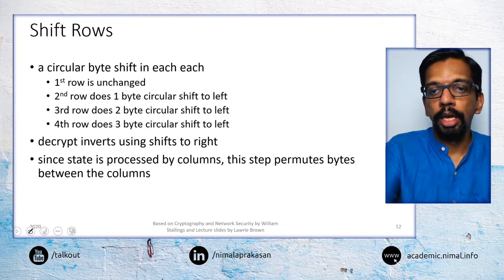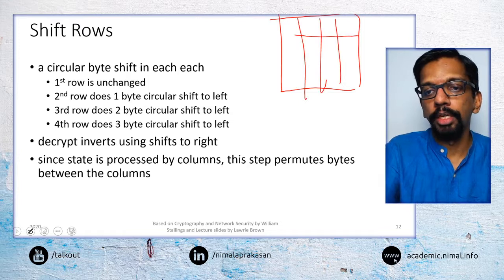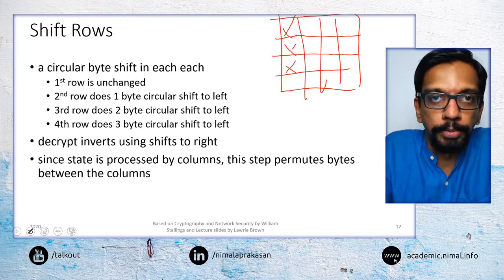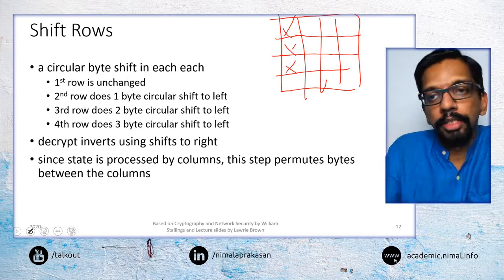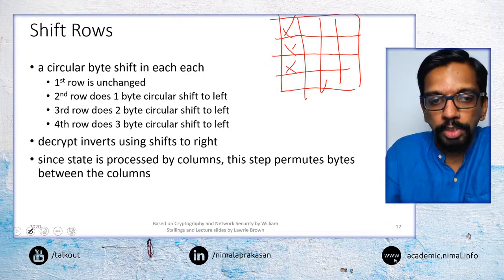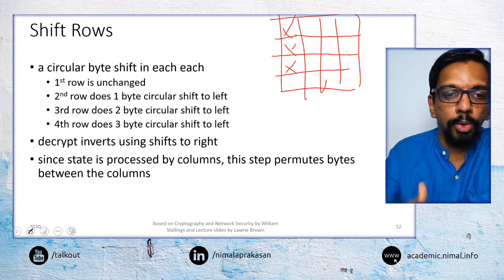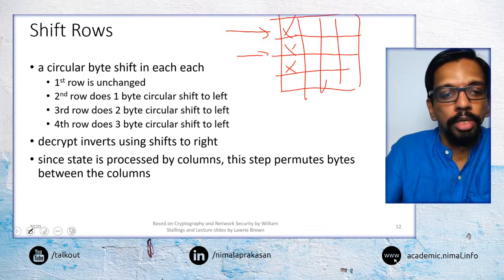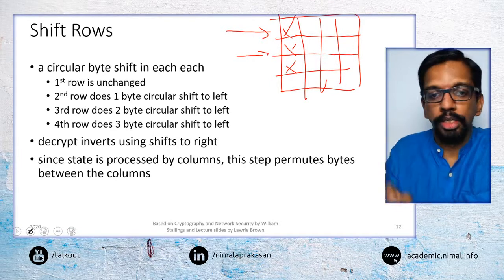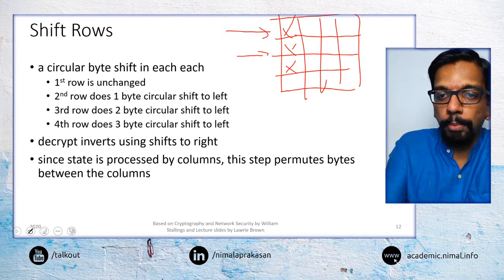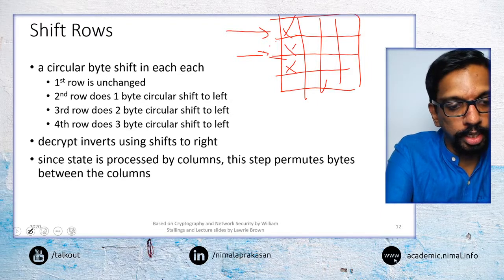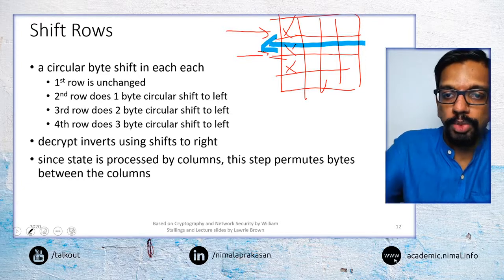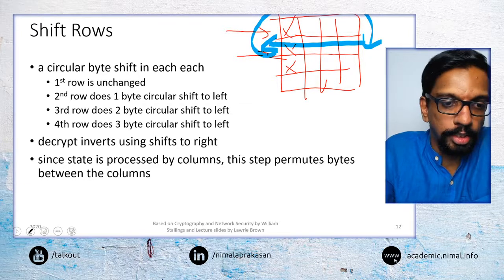We take each byte in our matrix and substitute each of those bytes with different values from the substitution box. Then the next stage is called shifting of rows, and this happens in this order. In the first row, nothing happens. The second row, we shift one byte in a circular way to the left, so the first one will come around as the last one.